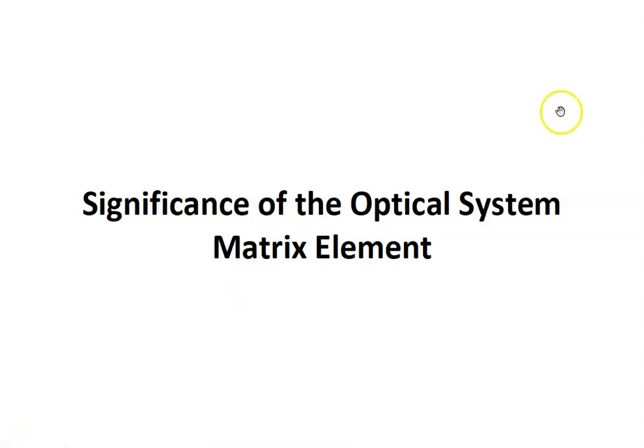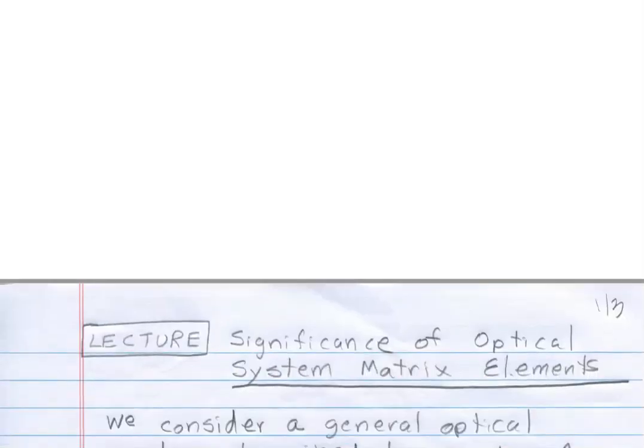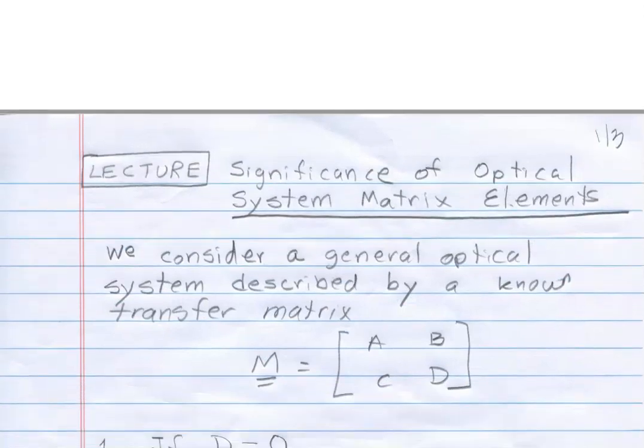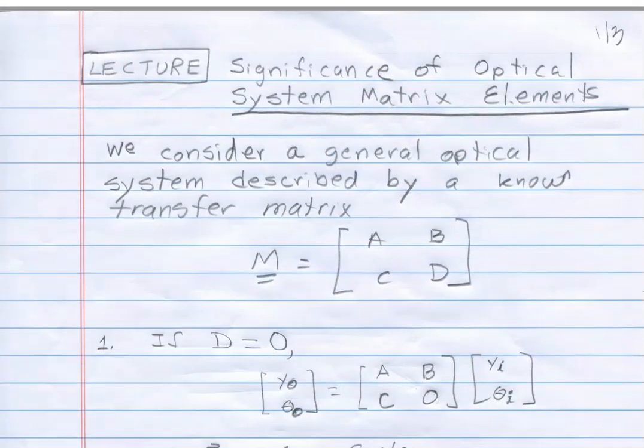Having seen how to obtain the transfer matrix for an optical system, let's take a look at what the elements in these matrices mean. It's really an interpretation of, for a general optical system, how we can obtain a single 2 by 2 matrix called the ABCD matrix that has really everything we need to know about the optical system.